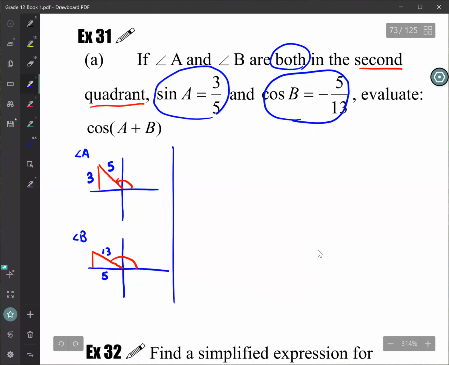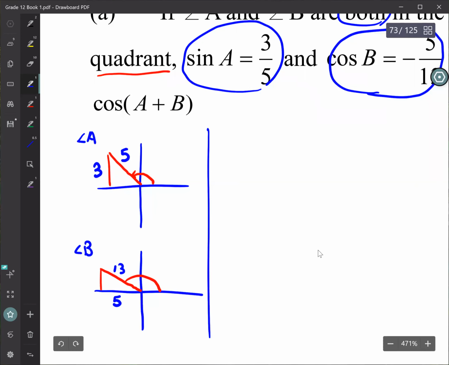Okay, Donna, angle A, what's the last side? 4. 4, okay. And Cindy, what's the last side for B? 12. 12, okay. So of course my picture is not drawn to scale, right? My 5 is longer than the 12. That's okay, you know it's the 5 and 12 there.